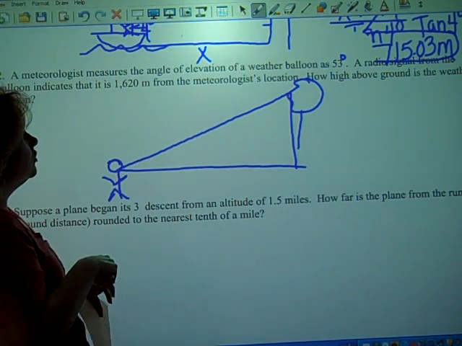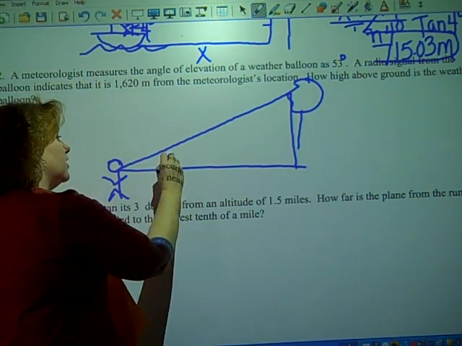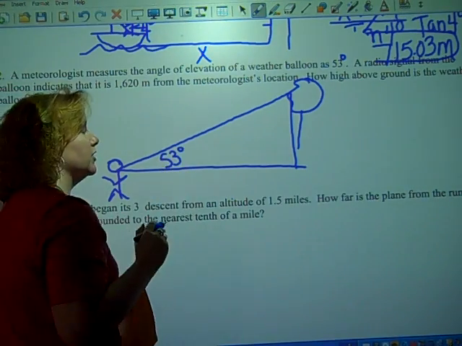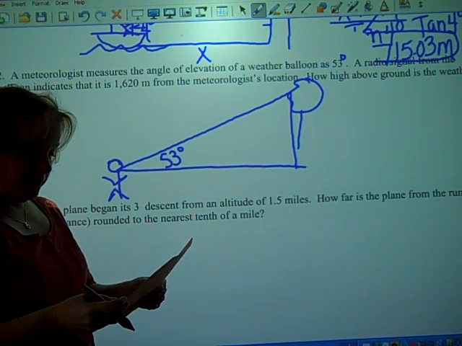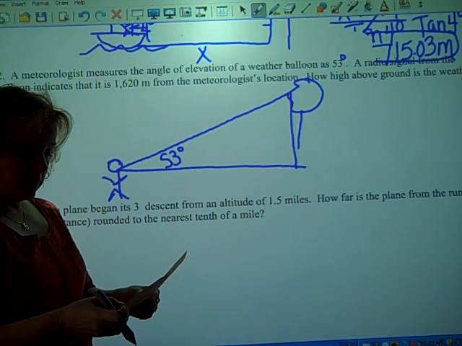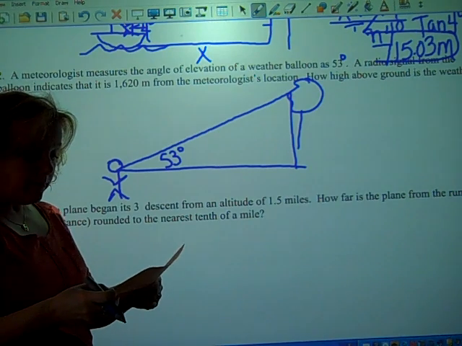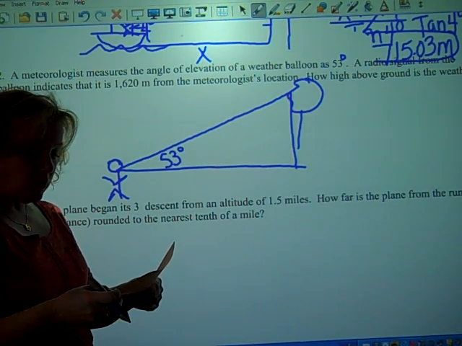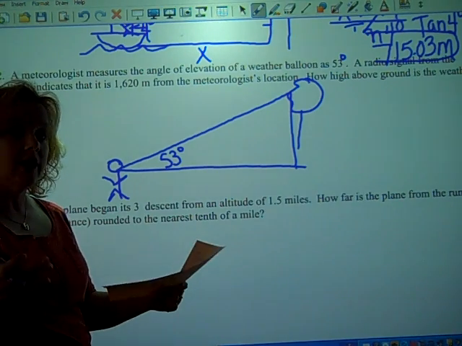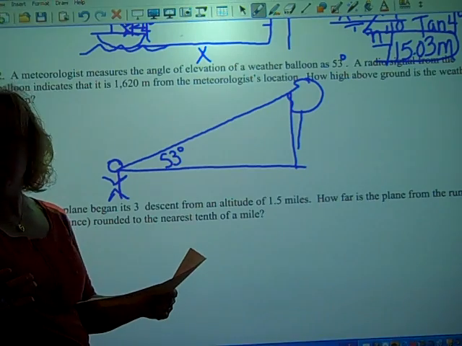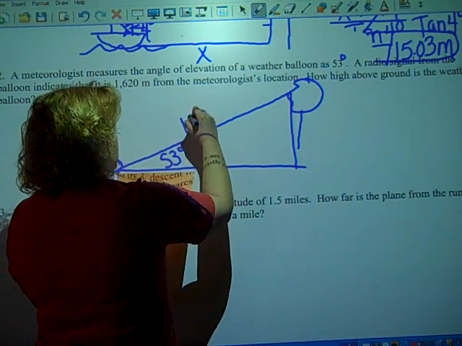What did they say the degree of the angle is? 53. Okay, so in here we're putting 53 degrees. What else do I know? Okay, now where it says a radio signal from the balloon indicates that it is 1,620 meters from the meteorologist's location, where is that going to go? Where do we think it's going to go, Charlie? Okay, the hypotenuse. I agree.